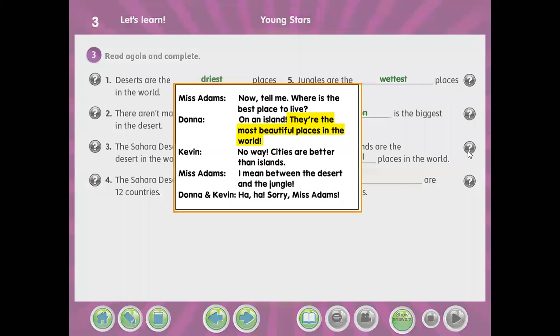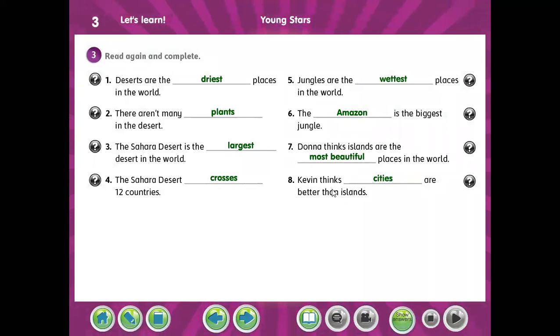If you see in the conversation, they are talking about the last picture, in the picture 4, pay attention. It's in the last part, about Donna's opinion and Kevin's opinion. In the last part, we see they say the islands are the most beautiful place in the world, okay? And Kevin says something similar, no? Cities are better than islands, you see? Kevin thinks cities are better than islands, okay? This is in the last part of the conversation. Good. Let's check, please, your answers. Check your answers, okay? Check your answers, please. Remember that superlative is the driest, the wettest, the largest, the biggest, the most beautiful. Okay, this is superlative.